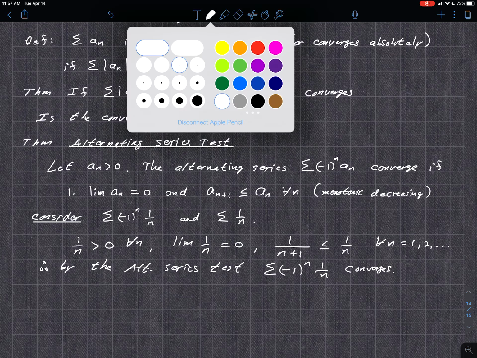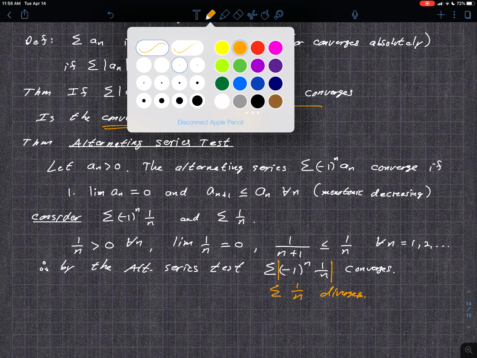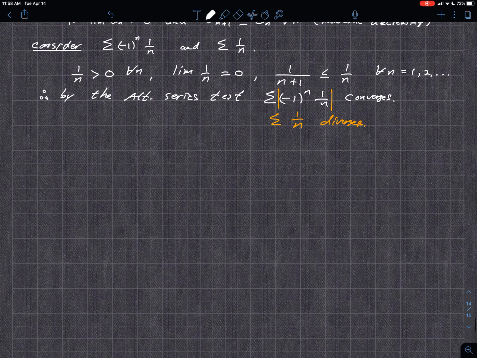So this converges. Does it imply its absolute value converges? Right, so if you take its absolute value, does that converge? Well, if you do that, then you get just 1 over n, and we know that diverges. So the converse, if this converges, does it imply that the absolute value converges, is not true. Right, so the converse is not true. Okay, so that's false. So it's only one direction.